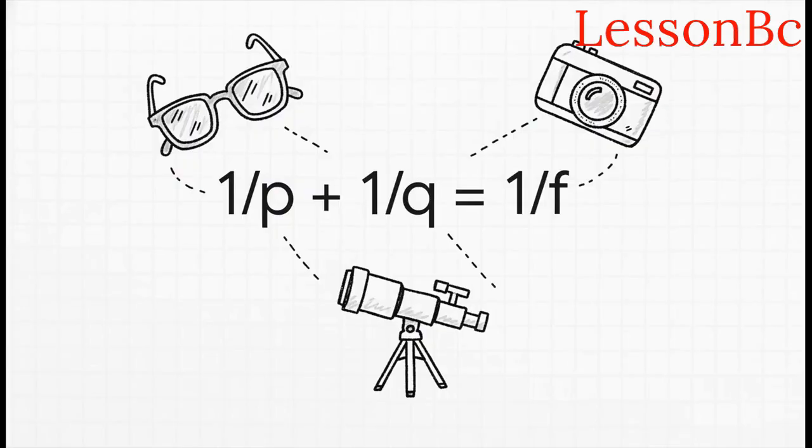And this bending isn't just random, it's completely predictable. Using what's called the lens formula, scientists and engineers can calculate exactly how to shape a piece of glass to form the perfect image. This little equation is the secret sauce behind designing everything from a simple pair of eyeglasses to the mind-bogglingly complex lenses in the James Webb Space Telescope.